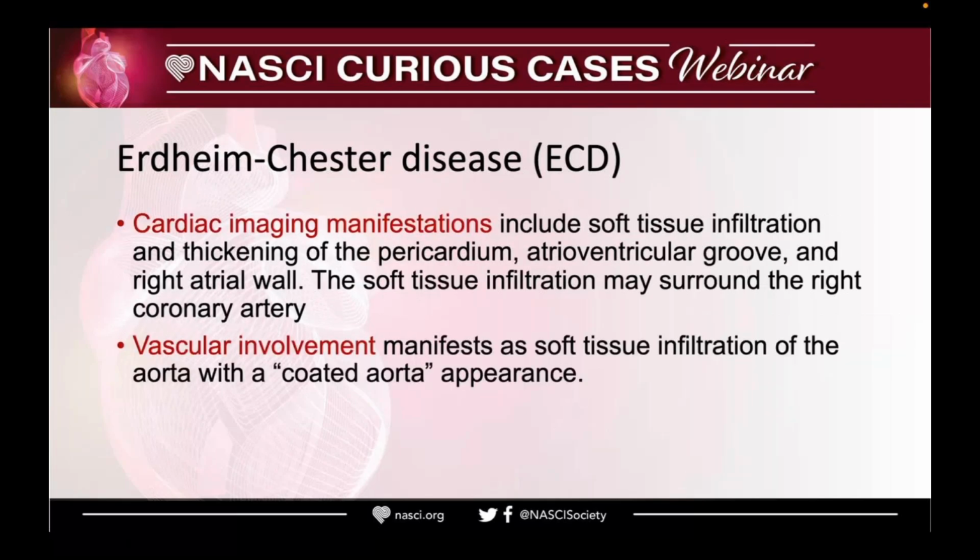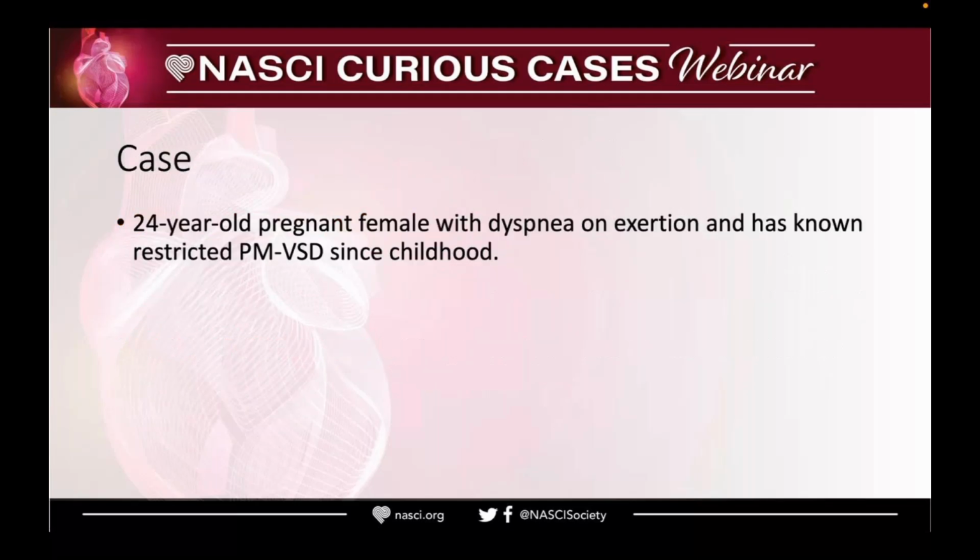The cardiac imaging manifestation is usually soft tissue infiltration and thickening of the pericardium, AV groove, and right atrial wall. The soft tissue infiltration may surround the right coronary artery. Vascular involvement, soft tissue infiltration of the aorta, gives a coated aorta appearance. But also vasculitis may give you some aortic wall thickening. So we need to be really thinking broadly, but this is a multi-system disease. Okay, good job. Now you are surviving me.